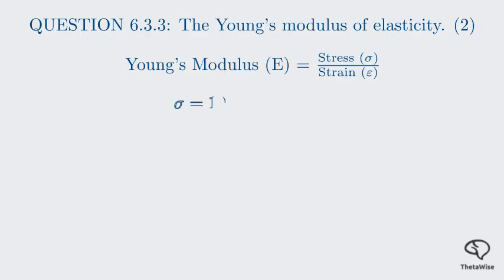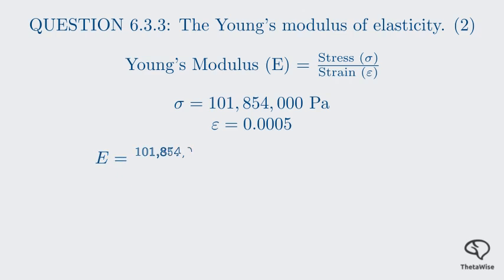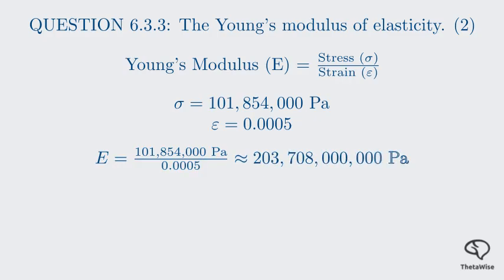Stress sigma is 101.854 megapascals, or 101,854,000 pascals. Strain epsilon is 0.005. Let's put those values into our formula. Young's modulus E equals 101,854,000 pascals divided by 0.005. This gives us approximately 203,708,000 pascals. The memo's answer is 204 GPa.